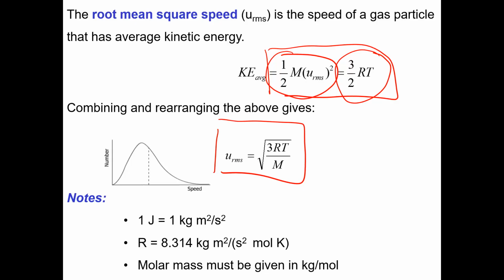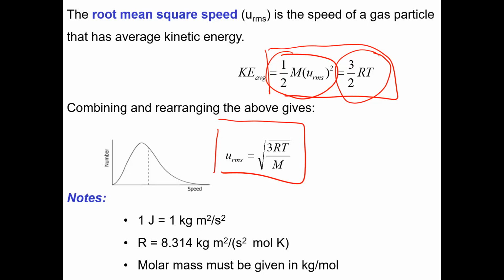And so the root mean squared speed is equal to the square root of 3RT on M. R is the ideal gas constant, T is the temperature in Kelvin, and M, uppercase M, is the molar mass.